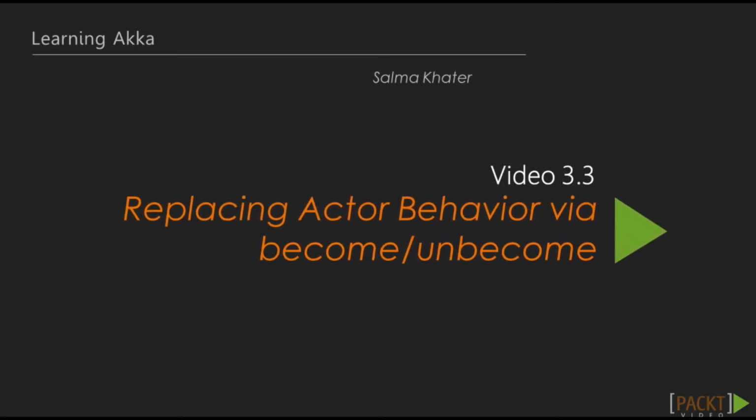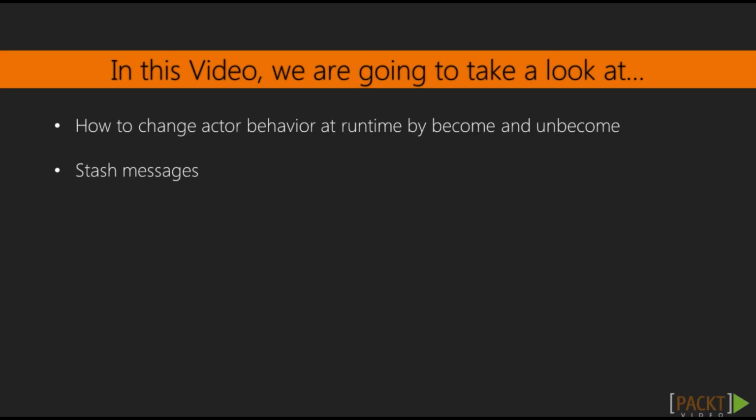Welcome to the 3rd video in section 3. Replace actor behavior via become, unbecome. In the previous video, we implemented the router actor and introduced router strategies in Akka. In this video, we will take a look at how to change actor behavior at runtime by become and unbecome, and we will introduce stash messages.